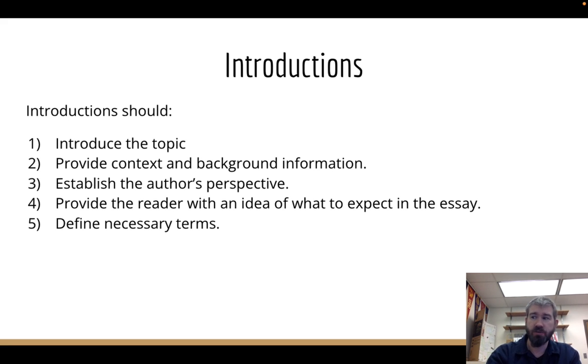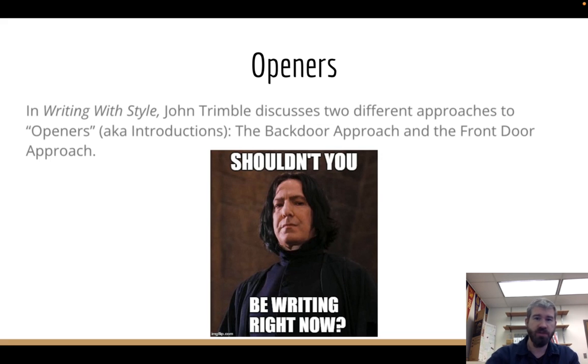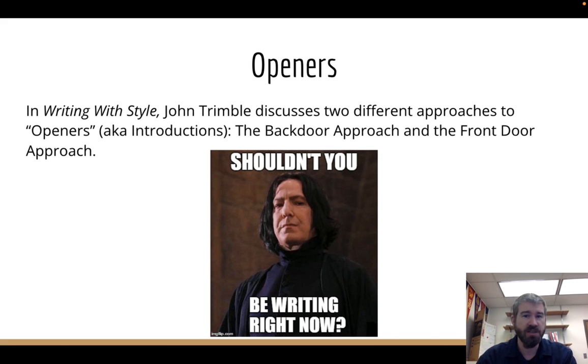Now, John Trimble, who wrote the book Writing with Style, he's an instructor in Texas, has two different approaches that he classifies introductions into: the backdoor approach and the front door approach. And really the difference is about directness and efficiency. And again, that's one of the things I really advocate in writing, is clarity and efficiency.